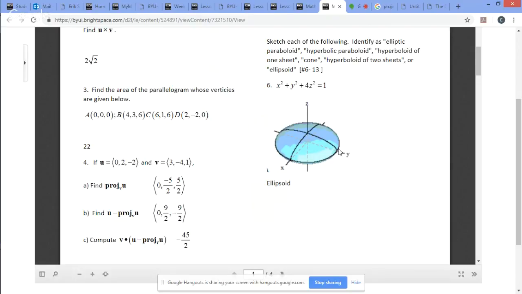When z is small. Okay, so this line here is when it's y squared plus 4z squared equals 1, because y is going to be 4 times the distance of z, and it goes along that plane. And then the x plus 4z equals 1 is the same thing, but just with the x.